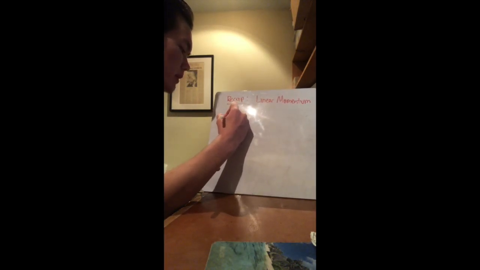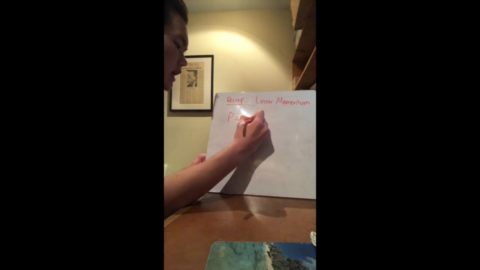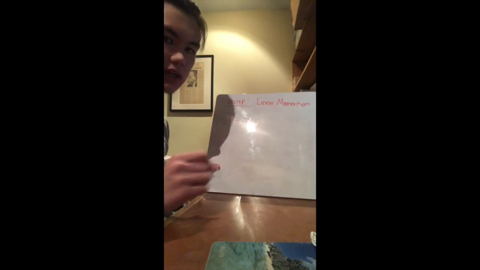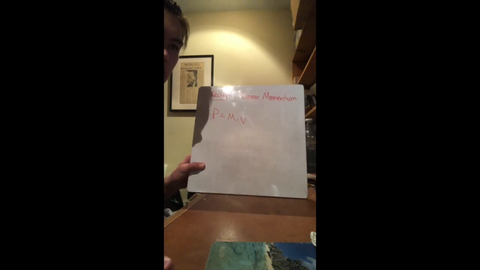All right, next recap is of linear momentum. We went over this a little bit, and it's pretty simple. Linear momentum is represented P equals m times v, mass times velocity. It's representing the tendency for an object to continue moving at whatever speed it's going at with whatever mass.